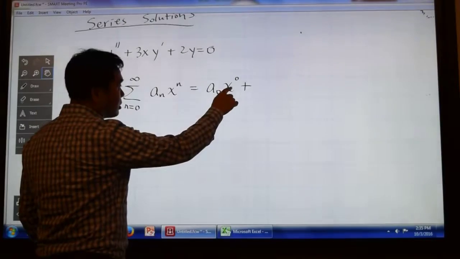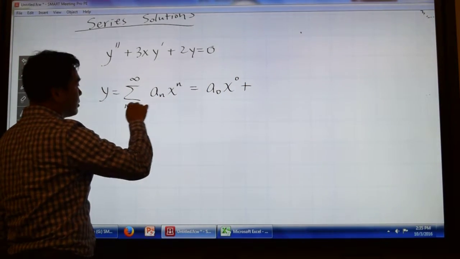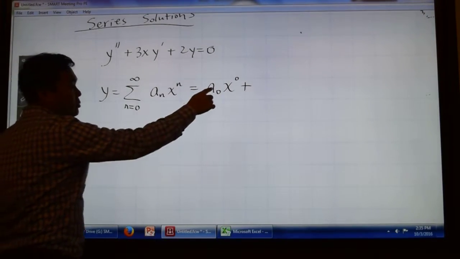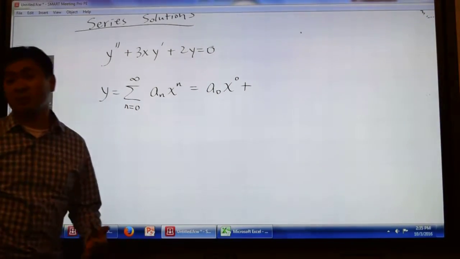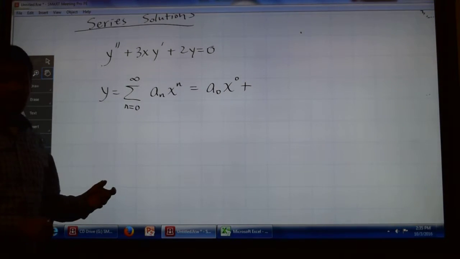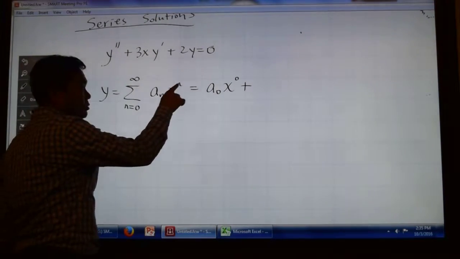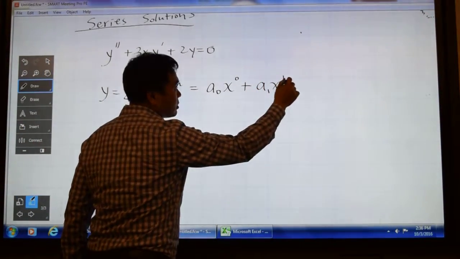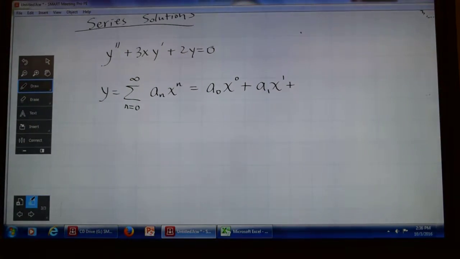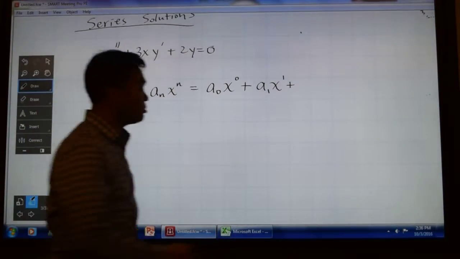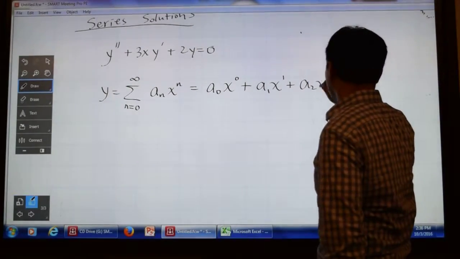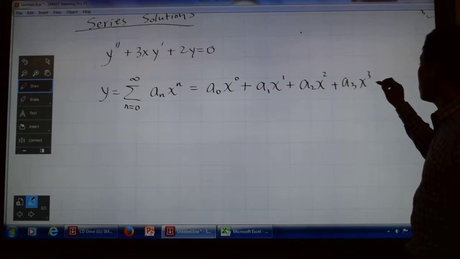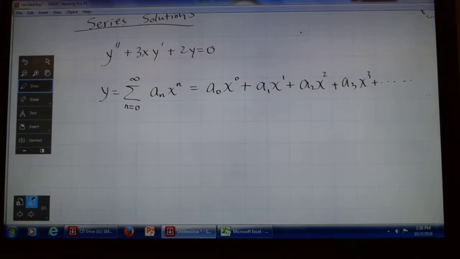The plus comes from this summation sigma. And then we've handled the case when n is 0. What's the next number after 0? It's 1. So you plug in 1 here and 1 there, and you get a1, x to the first power. And the next number is 2. So when you plug in 2 and 2, that's a2, x squared. And then a3, x cubed. And that's what it means.